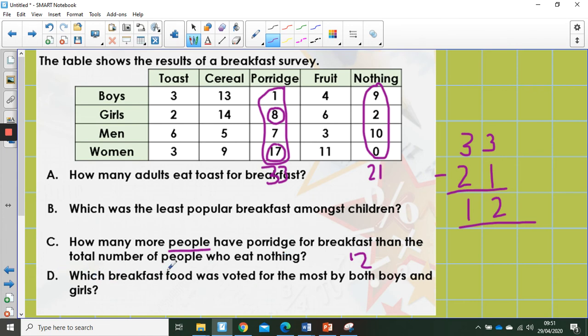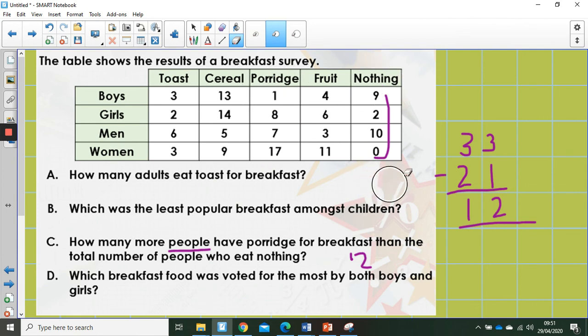Finally, D, which breakfast food was voted the most by both boys and girls? So this time I need to look at boys and girls and see which is the most popular. So boys, the most popular is the biggest number, which is 13. Girls, the biggest number is also cereal, which is 14. So the breakfast food, which is the most popular by boys and girls, is cereal.